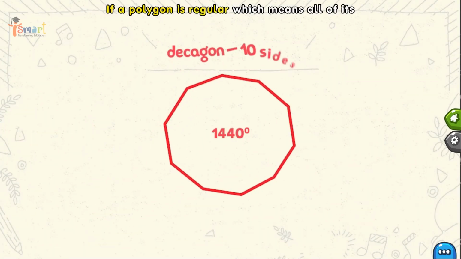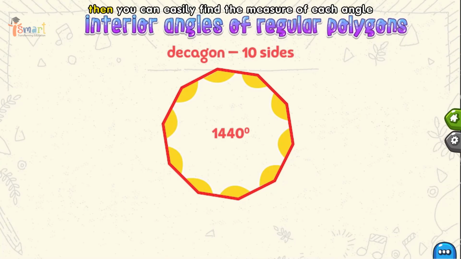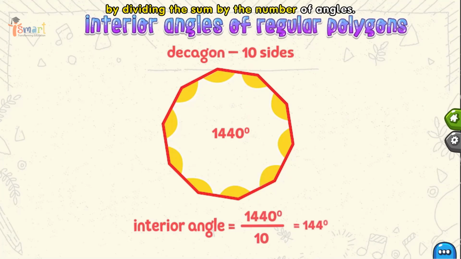If a polygon is regular, which means all of its interior angles are congruent, then you can easily find the measure of each angle by dividing the sum by the number of angles.